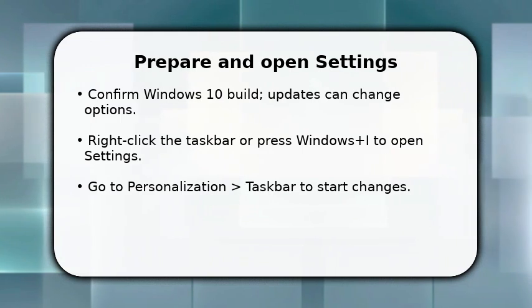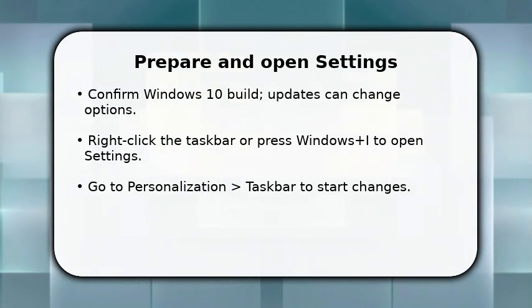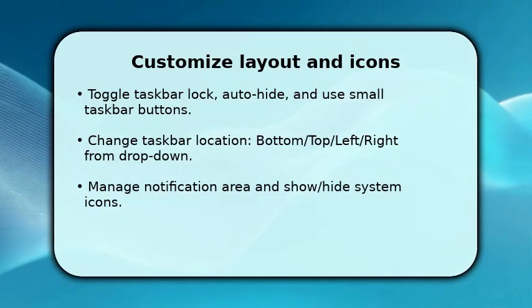Now you'll adjust layout and visibility settings. First, toggle lock the taskbar and auto-hide to control behavior. Small taskbar buttons shrink icon size.